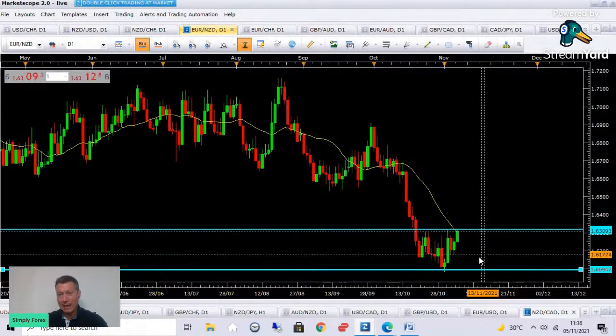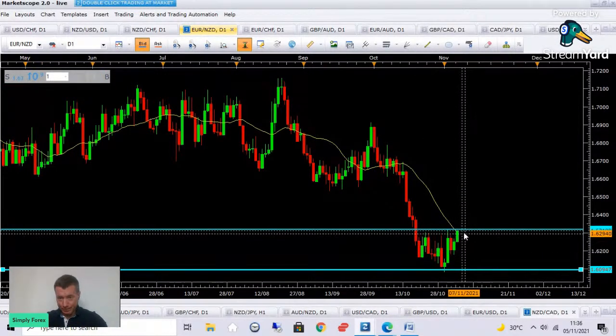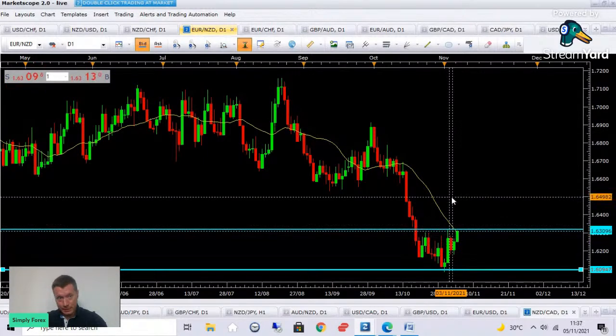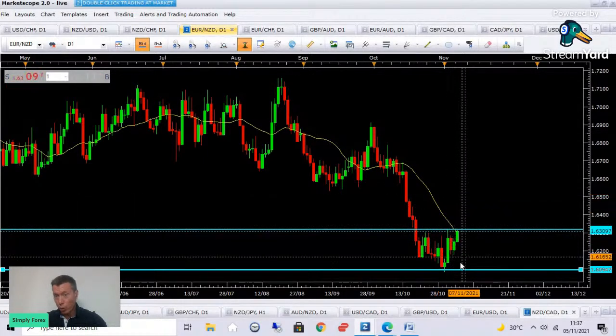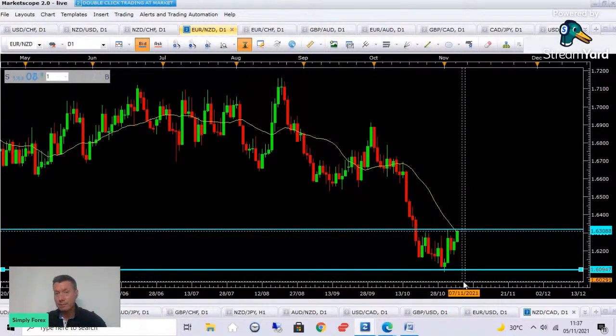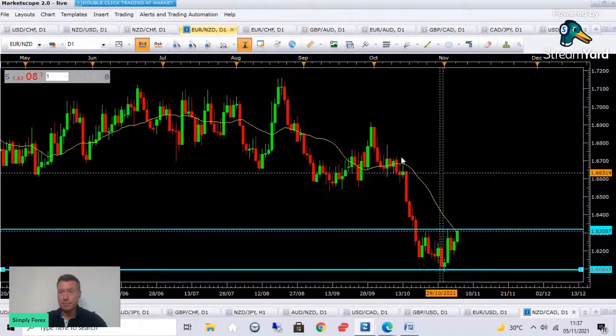Remember, like the Euro CAD, this is not as choppy, but I would need to see price break this level, then there's room to the upside, or break this low, and then we have more room shorter. But for today, too choppy, stay out of this market.